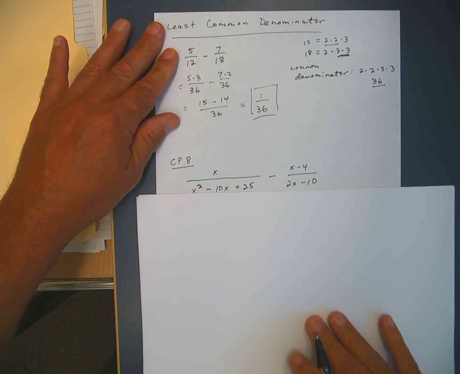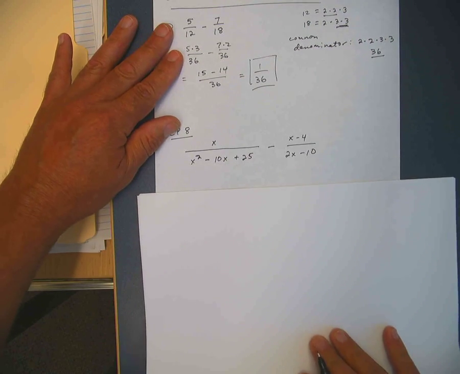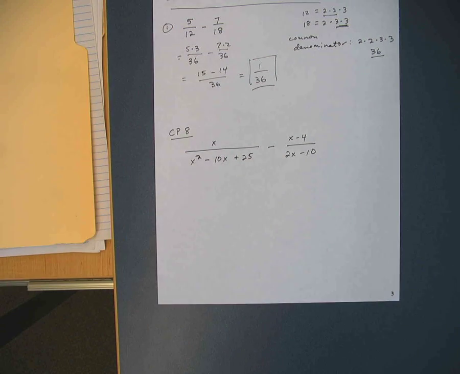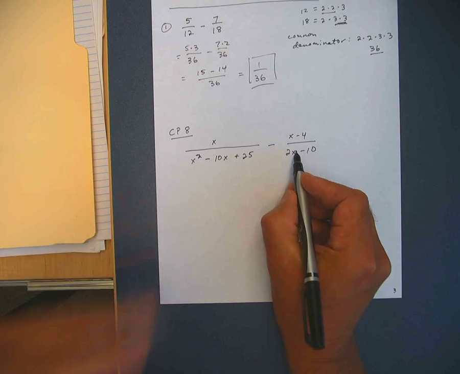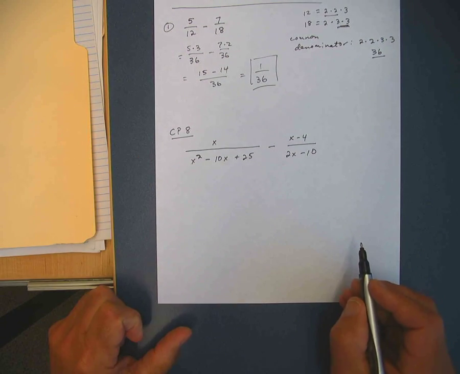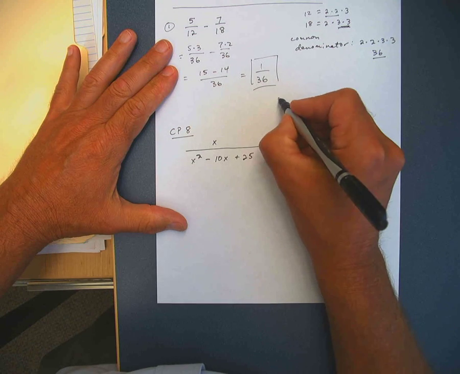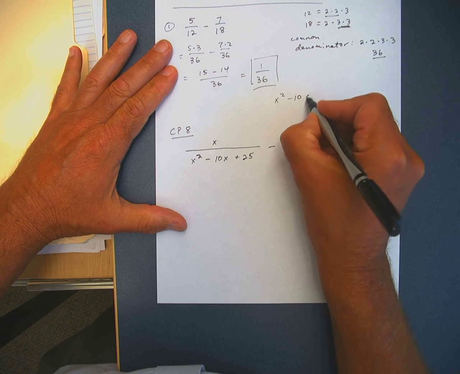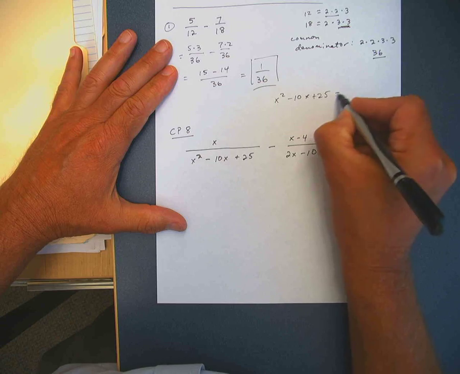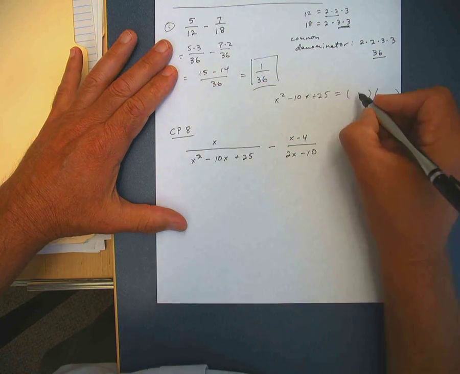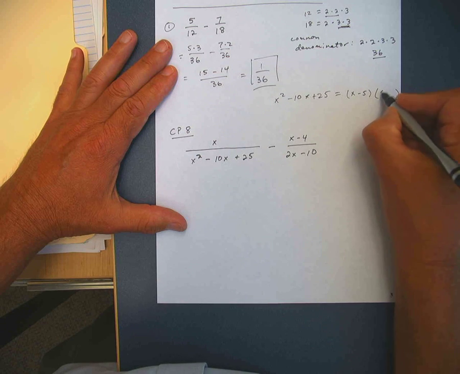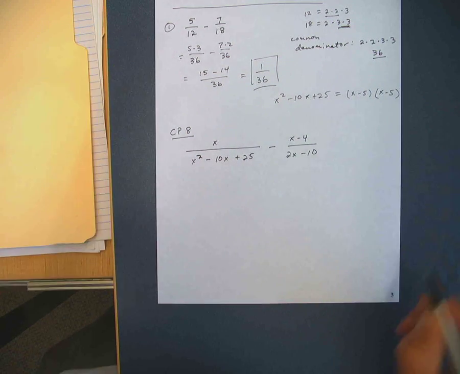Let's try this with rational expressions. Here are the 2 rational expressions that I'd like to subtract. So let's do the same thing we did up here. I'm going to take these 2 denominators and find the prime factorization. Let's take x squared minus 10x plus 25. That should factor as 2 binomials if we're lucky. And it looks like it will factor as x minus 5 and x minus 5. So it has 2 factors of x minus 5.